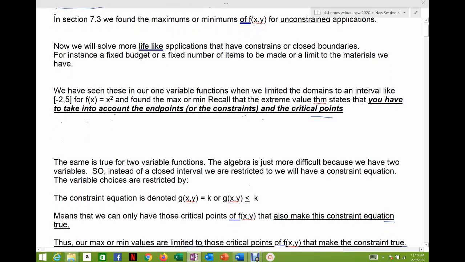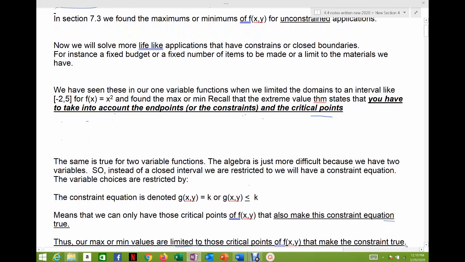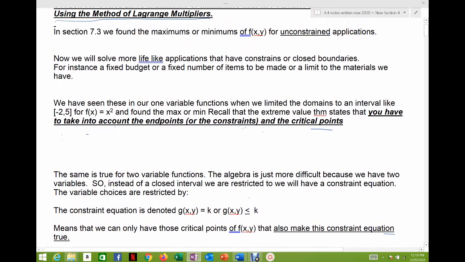Remember in 7.3, the last section that we talked about, we found maximums and minimums of unconstrained functions. This would be open-ended, meaning my points could be anywhere on my function, as long as I found a critical value that existed, it works. So this would be comparing it to what we did with one variable cases. This would be the open case, when it's open-ended and our domain can be anything.